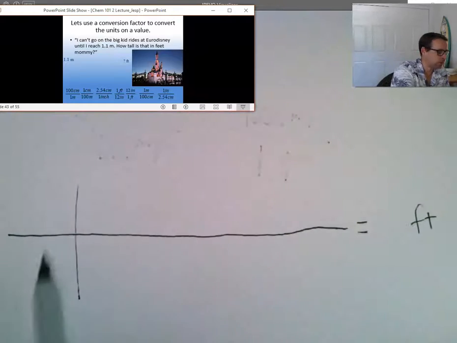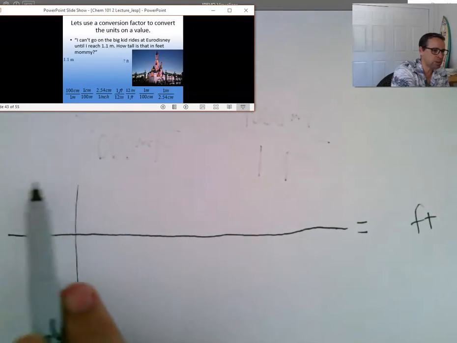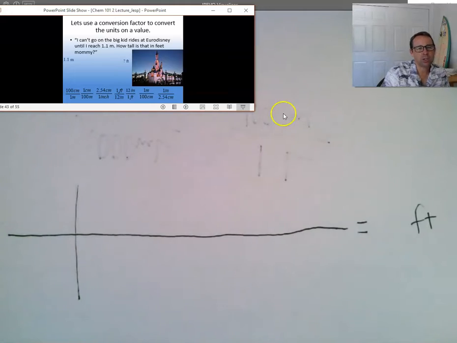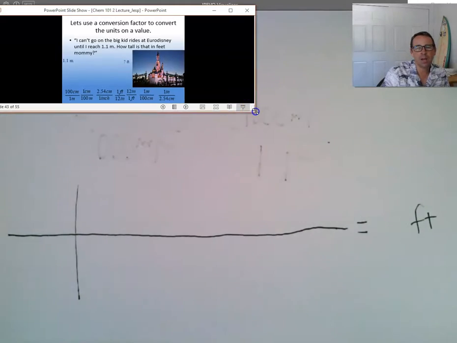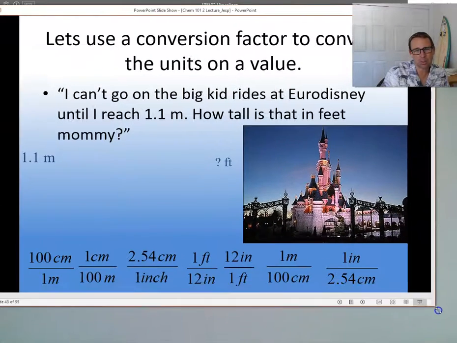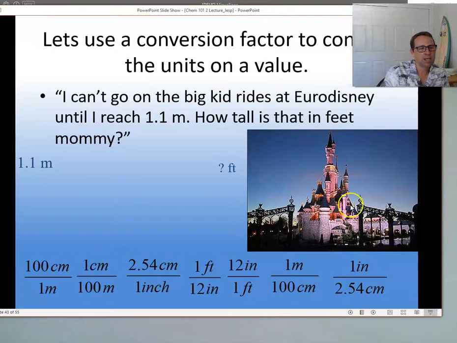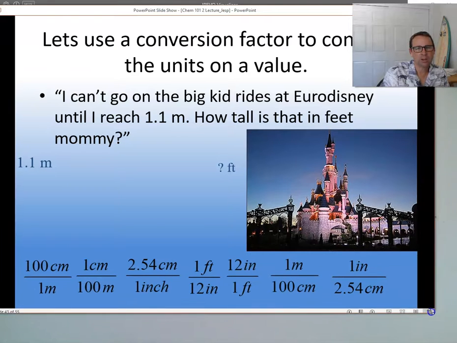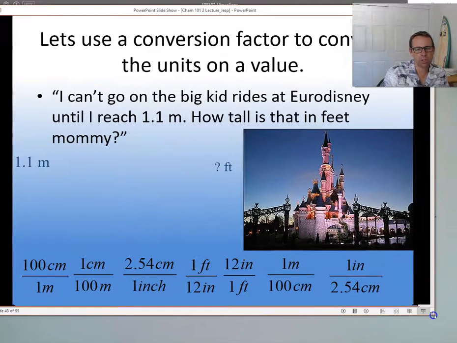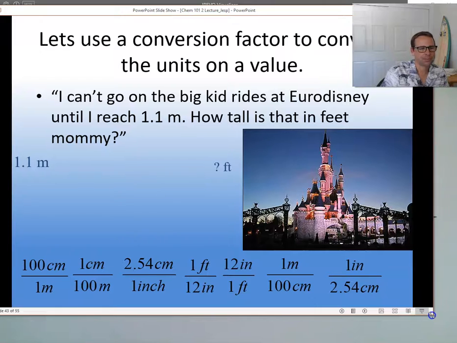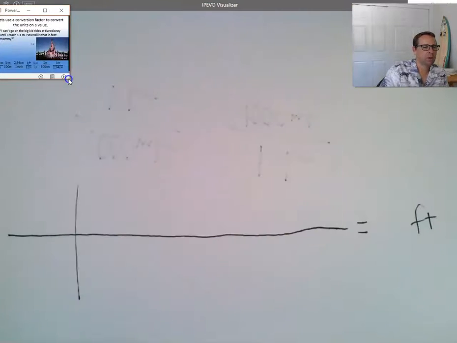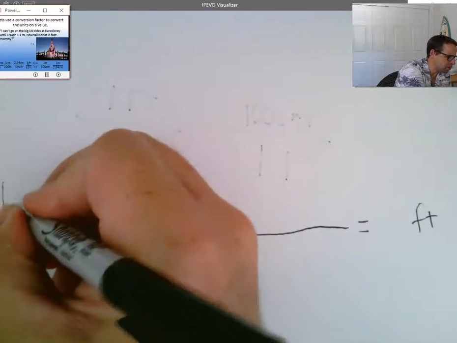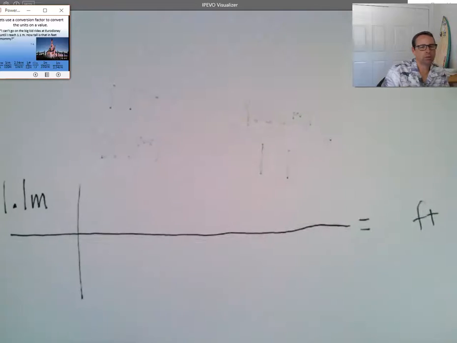And then we start with our first little section up here to the top left. And we're going to put the number that we start with. In this case, can you tell which number we start with? Yeah, the 1.1. And we also want to get the units. So what are the units? Meters? Yeah, 1.1 meters. Very good.